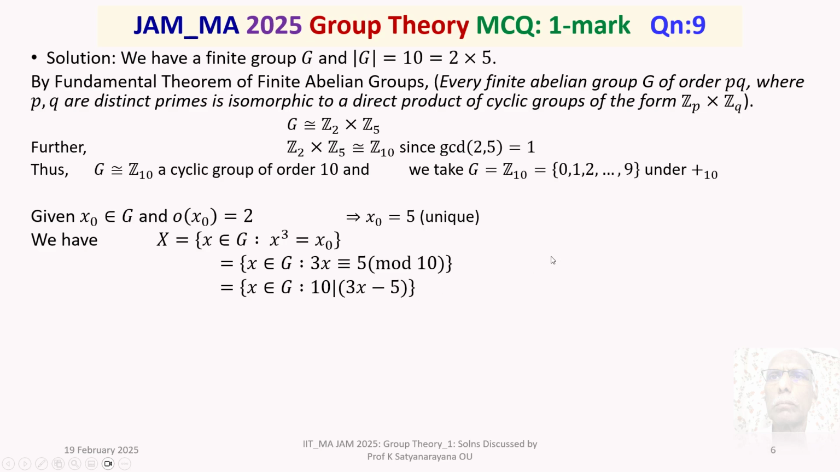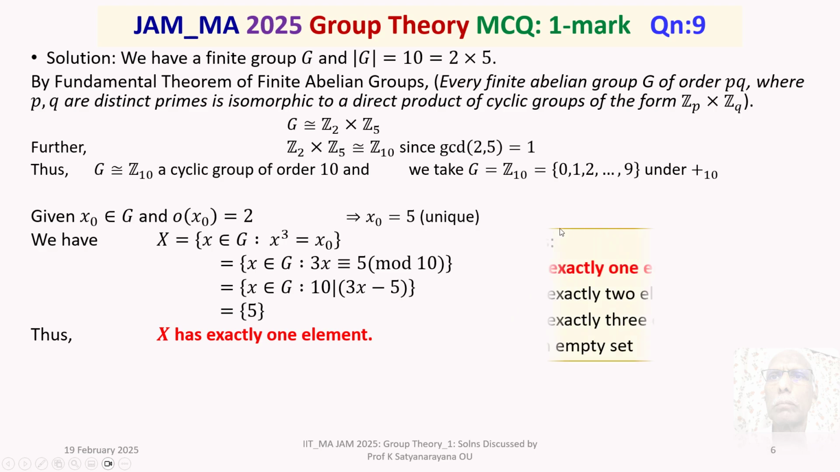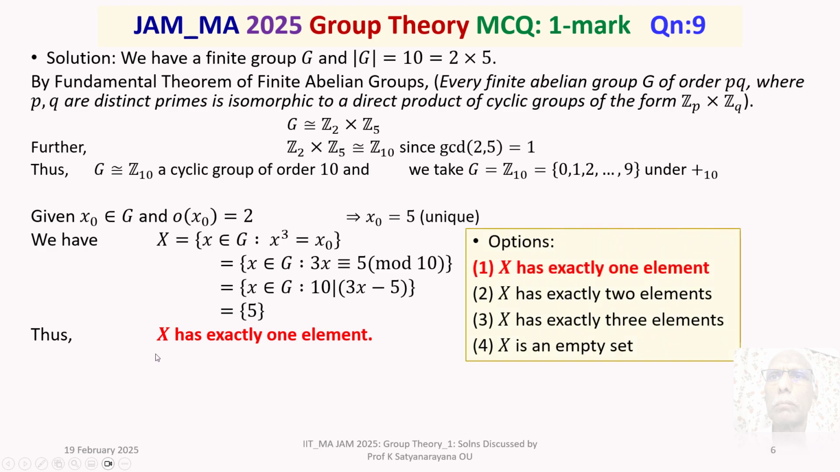Suppose you take x is equal to 5. 3 into 5 is 15, minus 5 is 10. 10 divides 10. So it is only one element, that is 5, which satisfies 10 divides 3x minus 5. That means which satisfies x cube is equal to x0. So X consists of just one element. It is a singleton set. Therefore, X has exactly one element. Now come to the options. So our answer, X has exactly one element, appears against option 1.